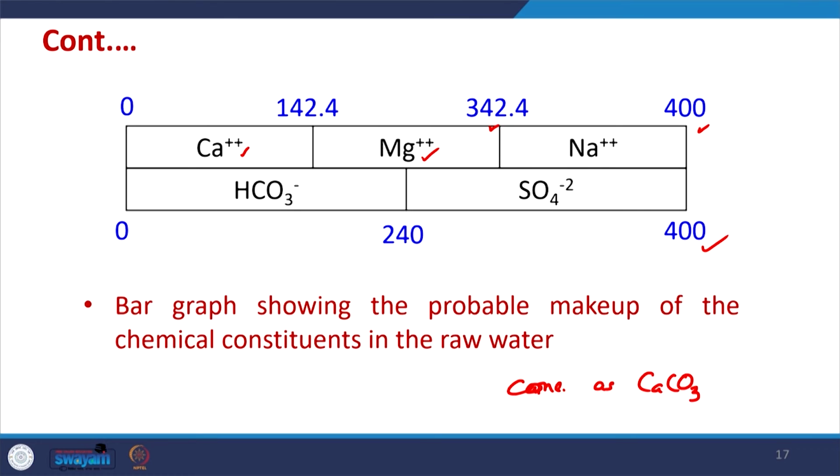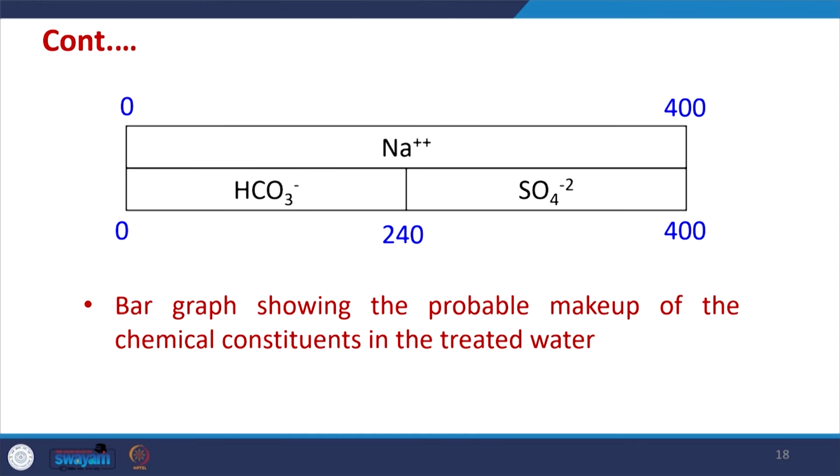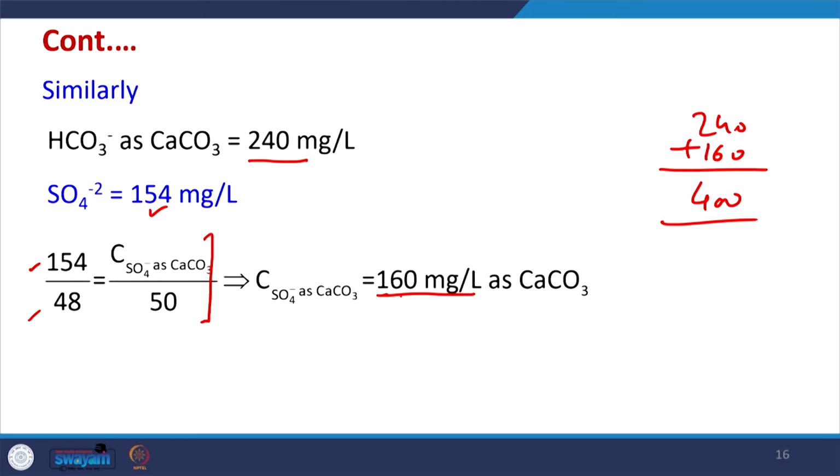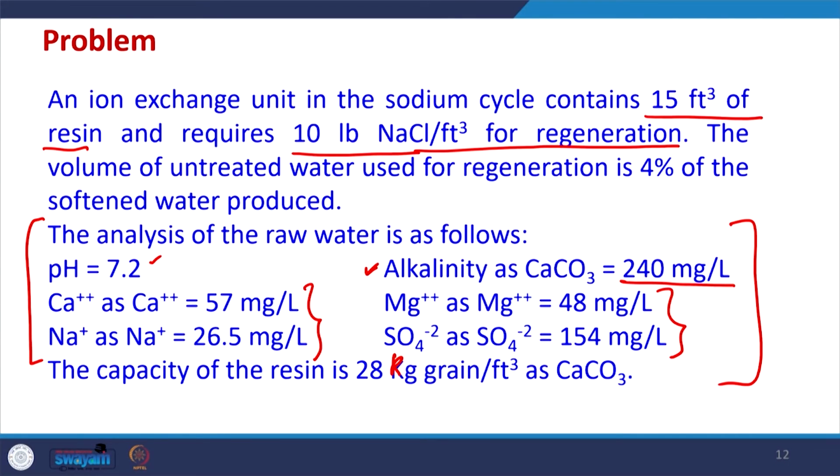Now, we have to report the chemical constituents in the treated water. So, this is the second objective which is there. Now, after treatment, if similar to this, if we perform the calculations, it will be like this only, because none of the anions will get removed, because this is a cation exchange. So, here sodium cycle is getting there. So, sodium will come into the solution and everything will get removed.